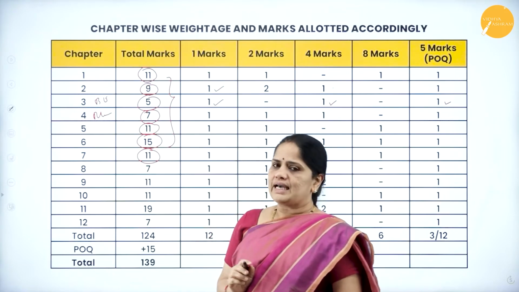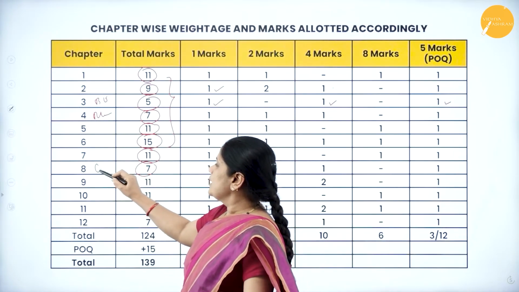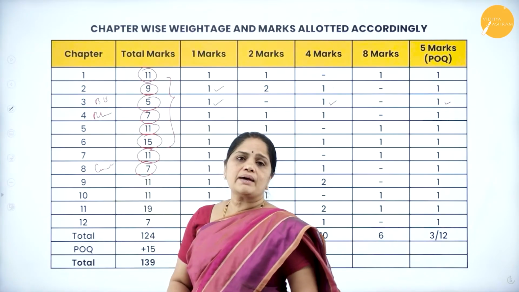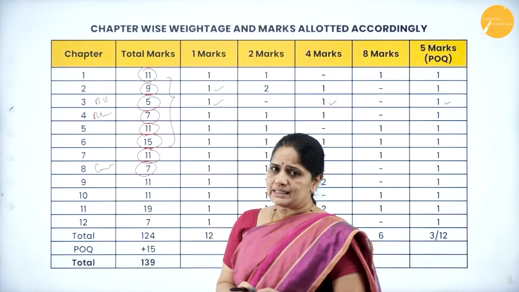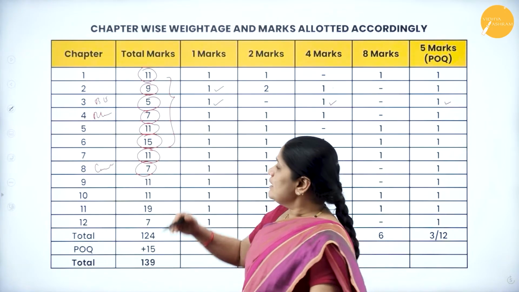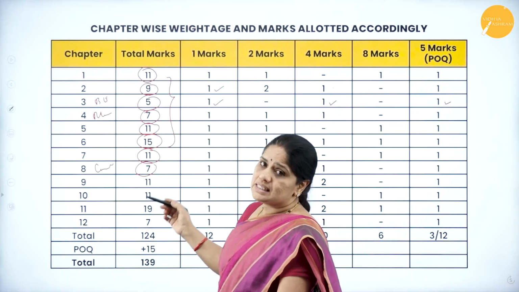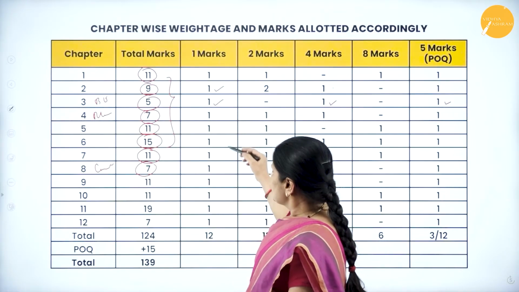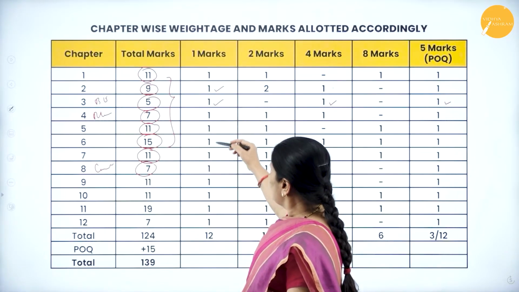After direction, the next chapter is controlling. This controlling chapter carries 7 marks. The basic thing is you have to see the weightage of marks and then you can plan your studies. Almost all the 1 mark questions, you can see, are coming from all the chapters.